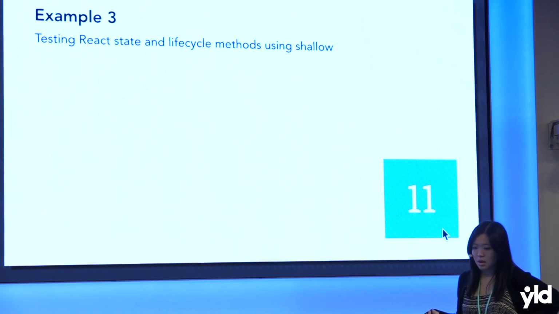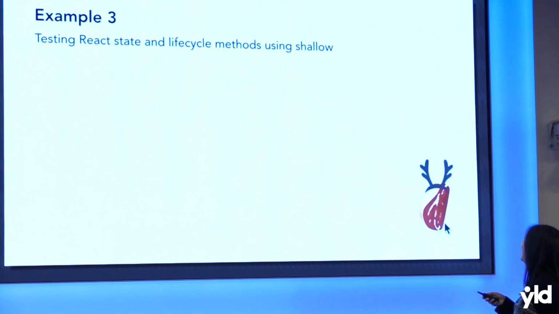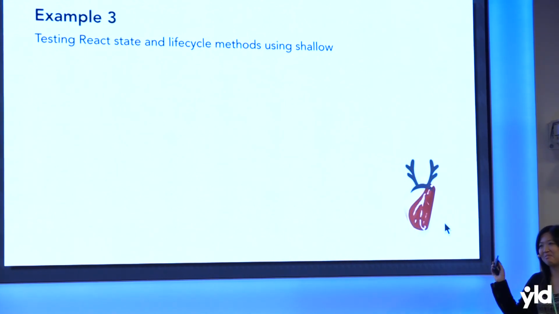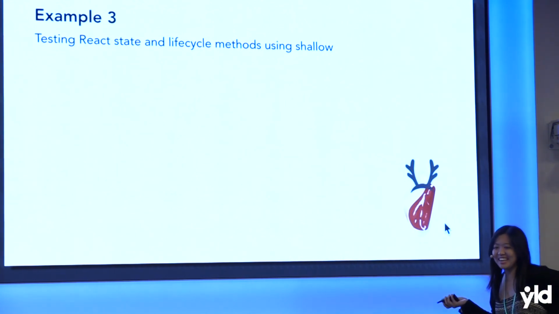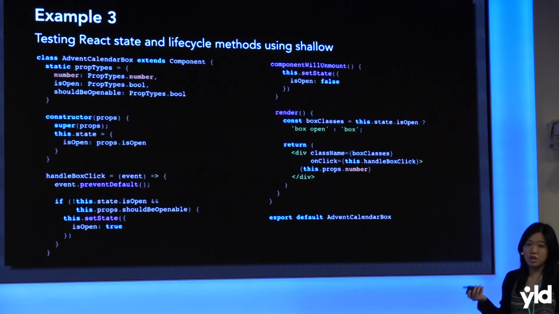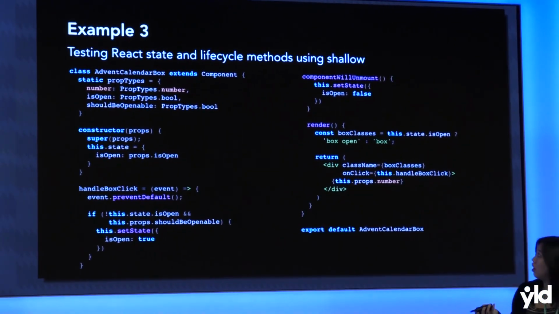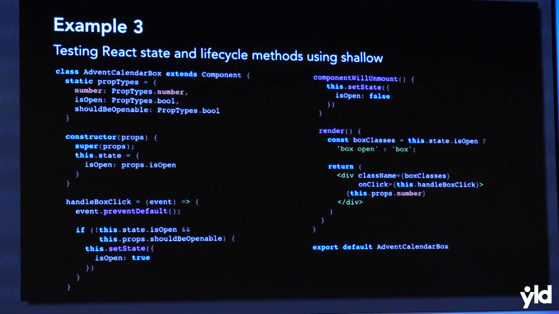So in this case, okay, I think this plays. Does it play? Yeah. Okay, I have this video just to remind you of what we're building here. In this example, we're building an advent calendar box. The way the advent calendar box works is when you click on the button on the box, it'll open, if it's not already open. So this is an example of how you would write that.